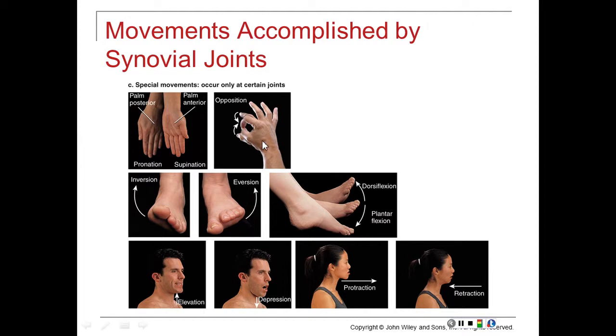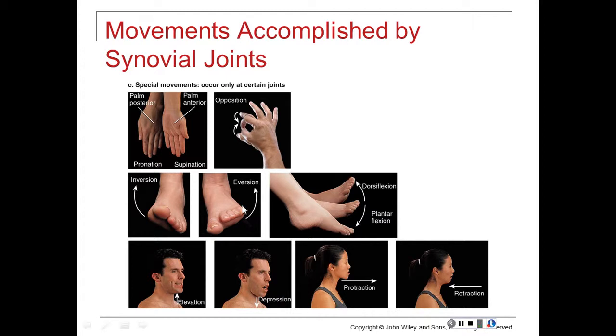Opposition would be like when you're grasping something with your thumb. You may have heard of the term opposable thumbs. It's because your thumb can do the motion called opposition when you put your thumb and pointer finger together. Inversion is when you're rotating your foot medially. So in other words, moving your ankle so that the sole of your foot is pointing medial.